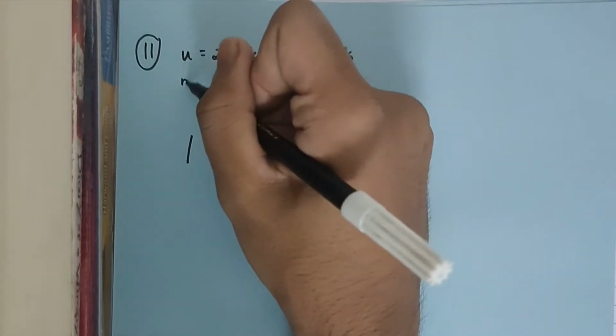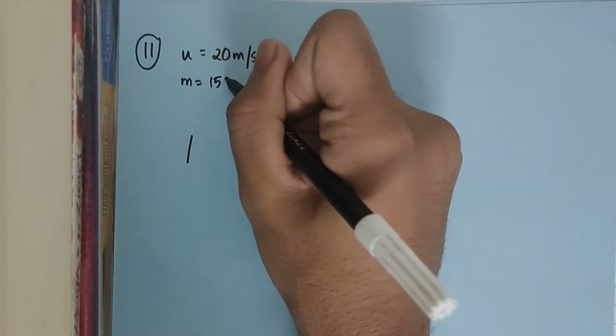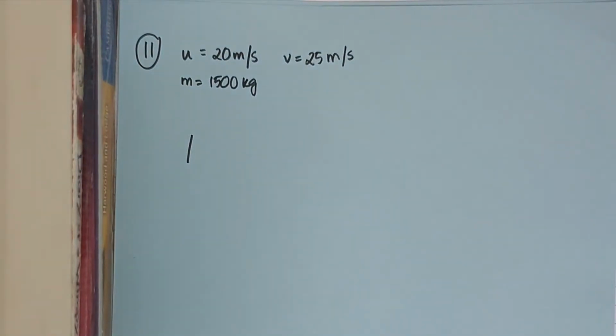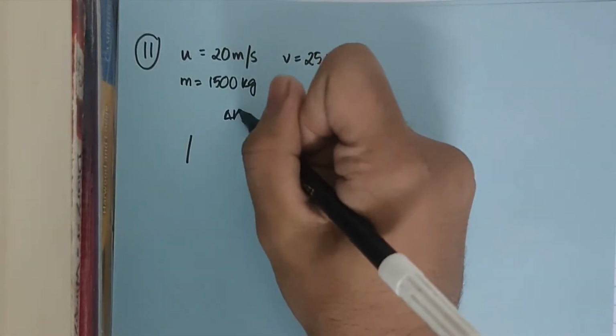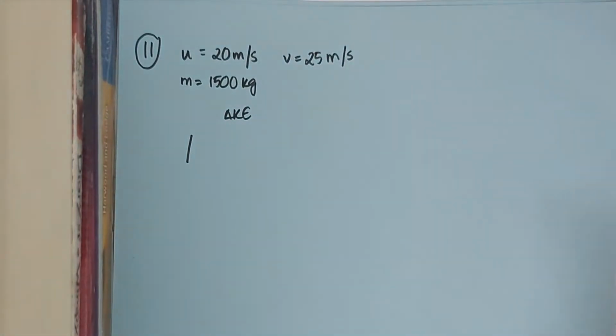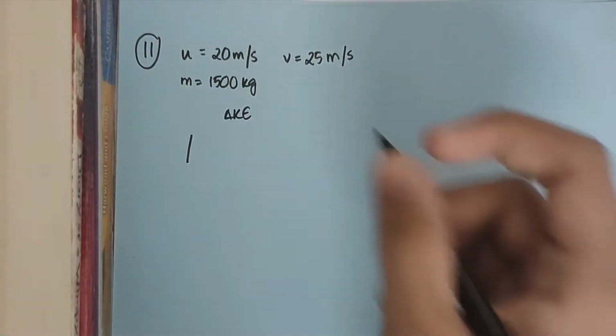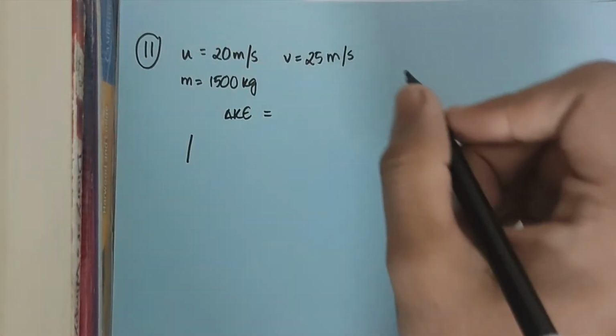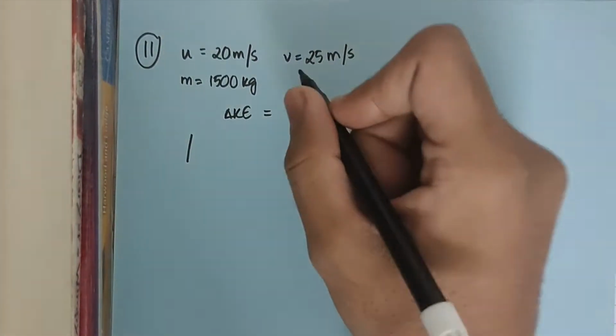The mass is 1500 kg. Let's read through. What is the increase in kinetic energy of the car? Okay, so we don't need the time given. Increase in kinetic energy, we just need to tell what is delta KE, which is change in kinetic energy. So delta KE would be final minus initial. The formula for kinetic energy is half mv square.